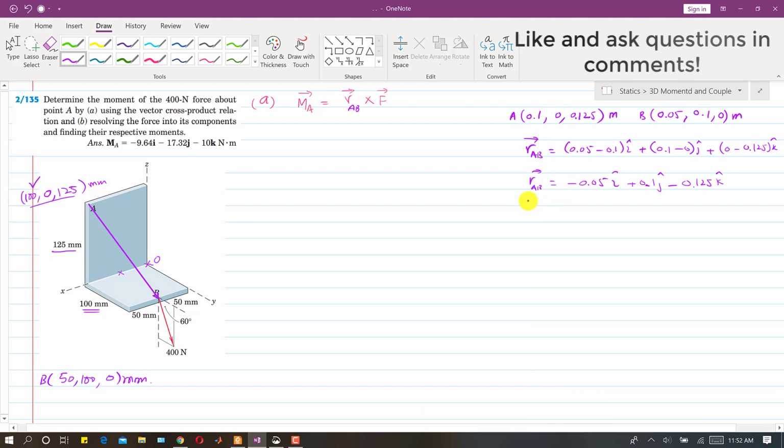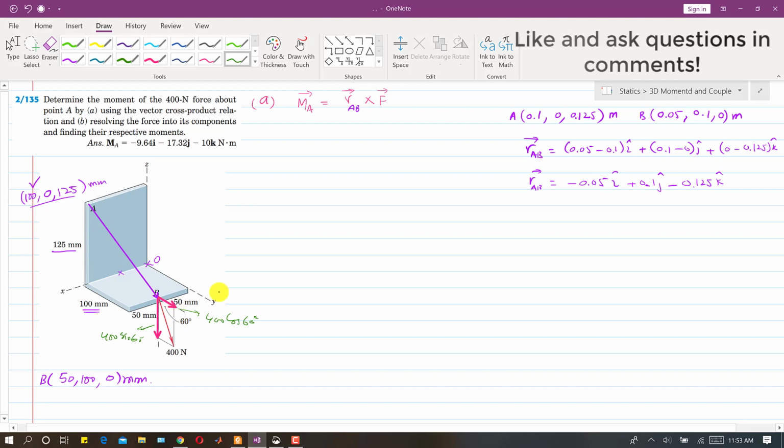The next job is to find the F vector as well. What will be the F vector? For that we will resolve this force into its components. If I resolve this force, this will be one component and this will be another component. This component will be the cos component and this component will be the sine component. This component is 400 sine of 60 degrees, and this component is 400 cos of 60 degrees, as the angle is made with this component.